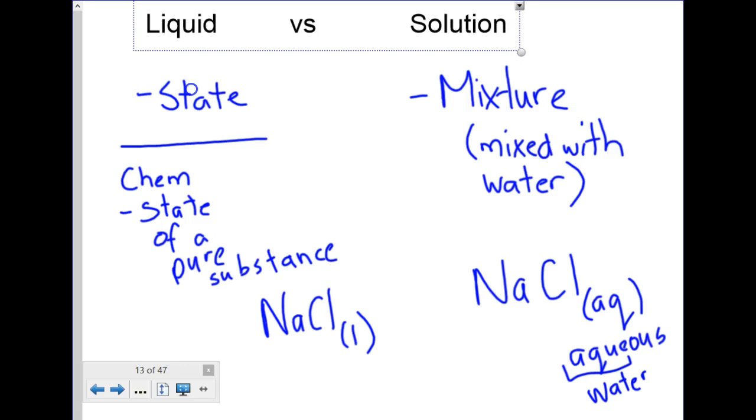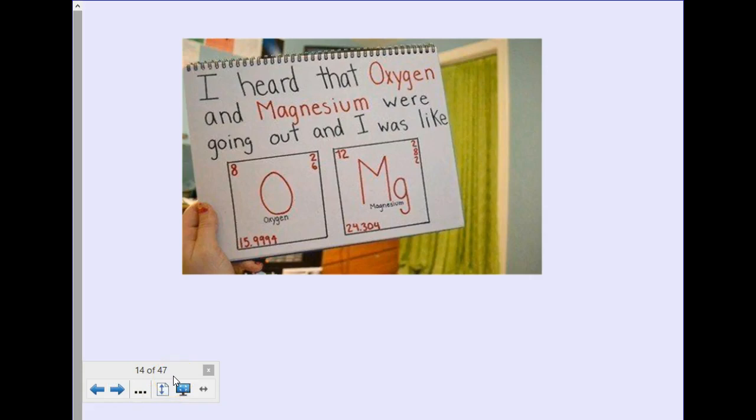So liquid means something different than solution, but it's really challenging because we don't talk about it this way in real life once you leave this classroom. One of the things that the class overwhelmingly said that they wanted help with was molecular compounds versus ionic compounds.